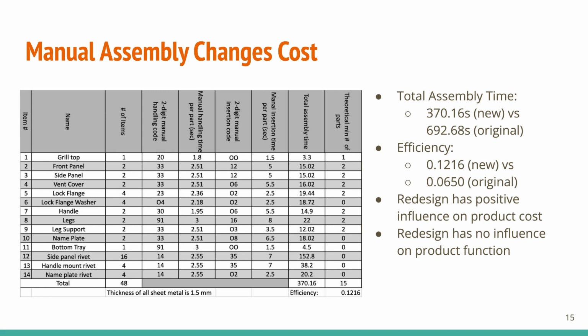So for the total assembly time, it was almost half of the original at 370.16 seconds. The efficiency is almost double at 0.1216. And the redesign has clearly a positive influence on the product cost because of the reduced assembly time and virtually no impact on the product function.